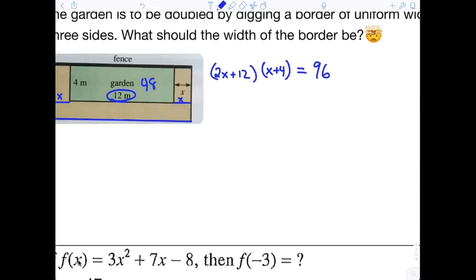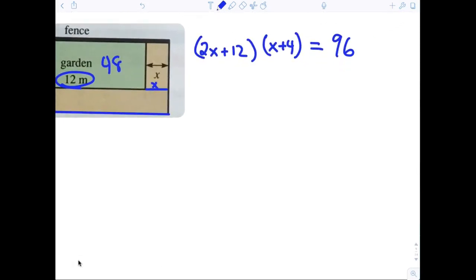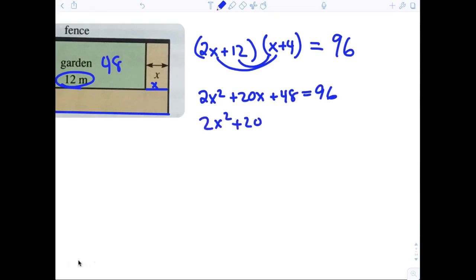Now again, let's try to multiply this out real quick. 2x times x is 2x squared. 12x and 48x... makes 20x, plus 20x. And then plus 48 equals 96. Subtract 96. And so now I have 2x squared plus 20x minus 48 equals 0.